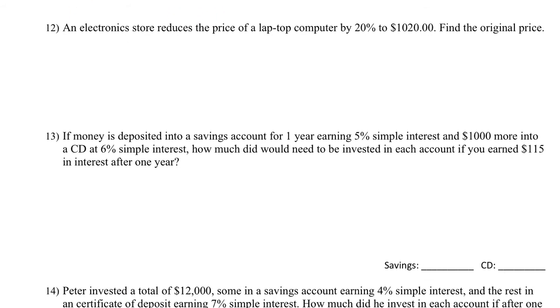Number 12. An electronics store reduces the price of a laptop computer by 20% to $1,020. Find the original price. So this time, they're reducing the price. Remember, we always start with 100%. Reducing means we're going to subtract, and we're reducing it by 20%. So that leaves us with 80%.